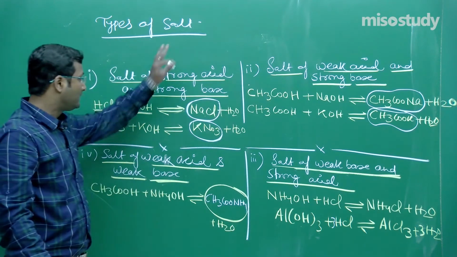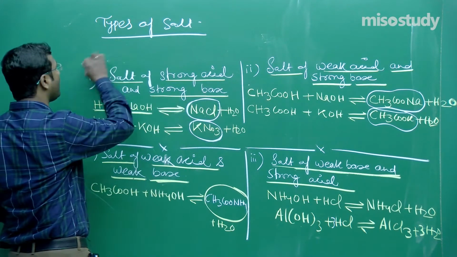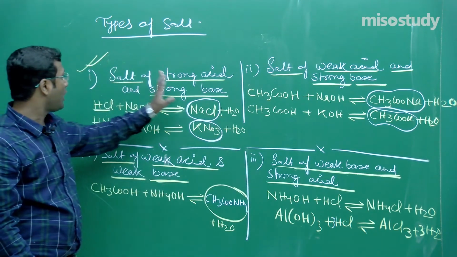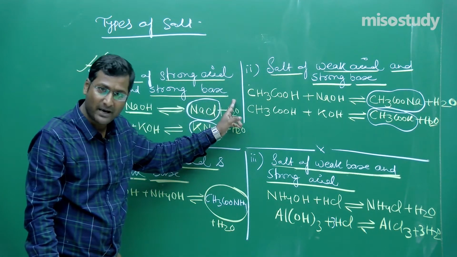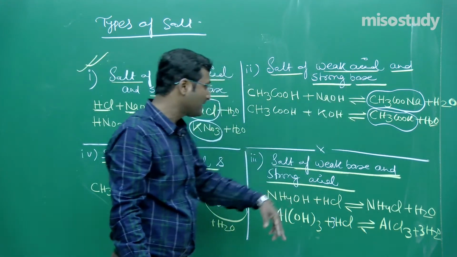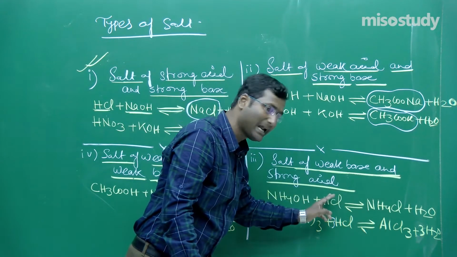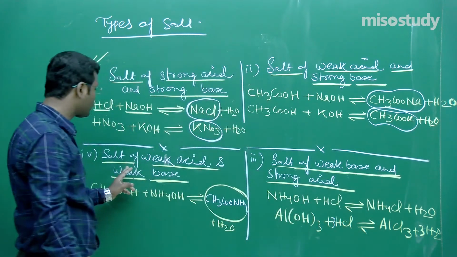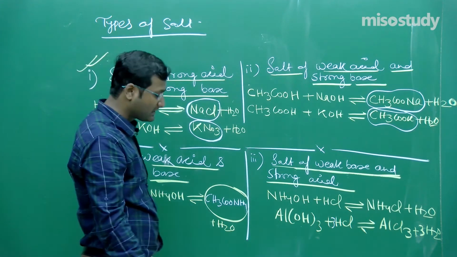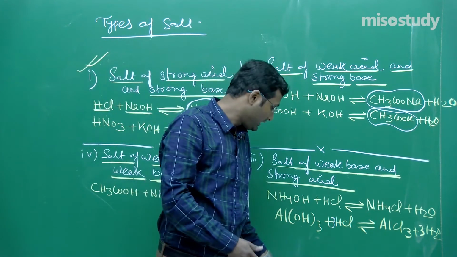So these all are the examples of salt. Again I am repeating: salt of strong acid and a strong base, salt of weak acid and a strong base, salt of weak base and a strong acid, and salt of weak acid and a weak base. Friends, is it understandable to you? I know you are easily getting this.